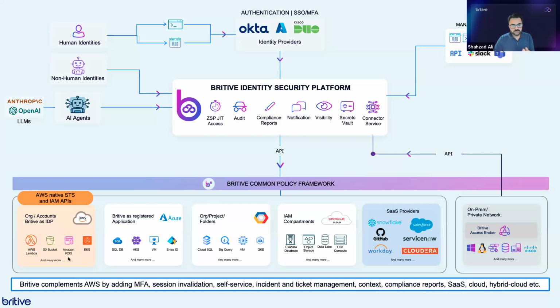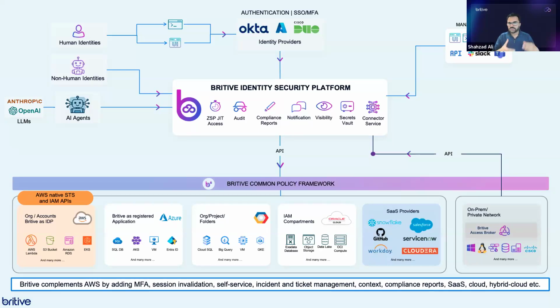And obviously, I'm just showing a subset of applications, but pretty much all the applications that are under IAM are actually covered and governed by this authorization platform, right? So Britive complements AWS feature set or the technology by adding multi-factor authentication on top of it. So let's say if you're getting access to S3 or EKS, we will inject MFA at runtime before you can get access to it. Session invalidation is our feature where you can actually invalidate an existing session with the Britive patented technology.